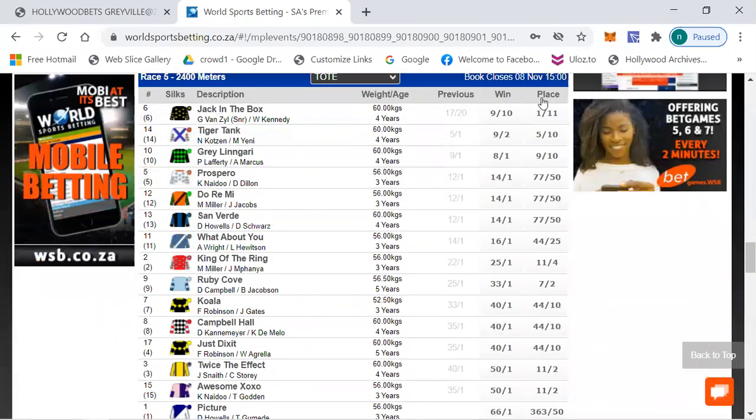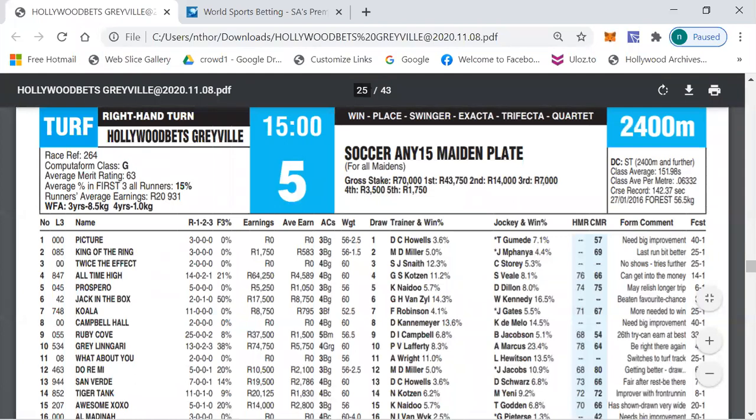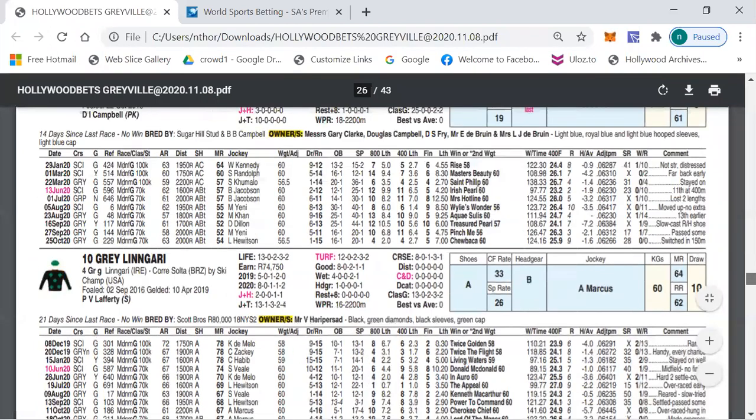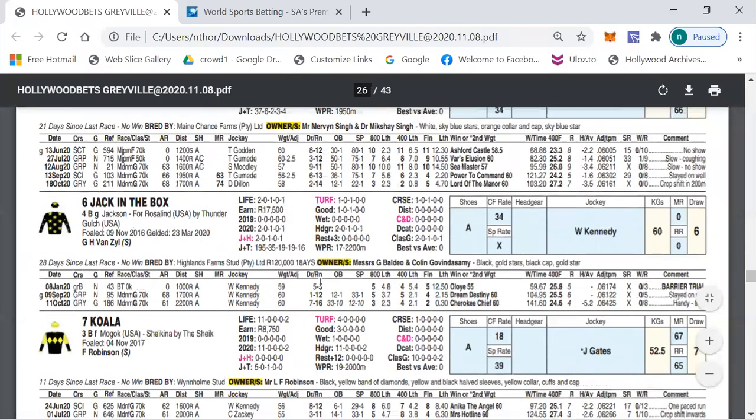Here we have a strong favorite, number 10, Jack in the Box, 9-2, Tiger Tank, Graylin Gowrie 8-1, Prospero 14, Remy 14, San Verde 16-1, and longer the rest. So here in this race, we're going for the favorite, number 6, Jack in the Box. Last time out was just run out of it by Cherokee Chief. But I think over the 2,400 today, with Warren Kennedy on board, this horse will definitely be hard to beat over this distance today.